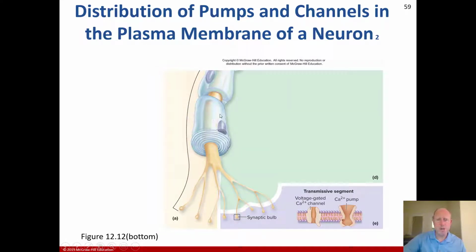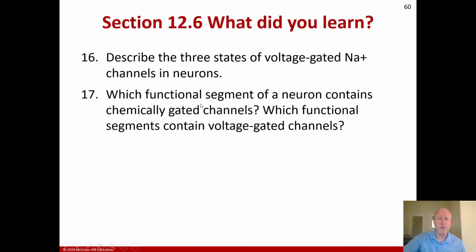So here we have the distribution of pumps and channels in the plasma membrane of the neuron, showing the transmissive segment here, the synaptic bulbs, where we have a voltage-gated calcium channel and a calcium pump, because calcium, of course, is what's required here. That's the process when the synaptic knob meets up with another neuron, at that junction there. So what did you learn?